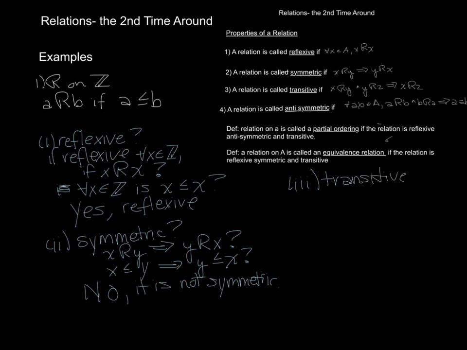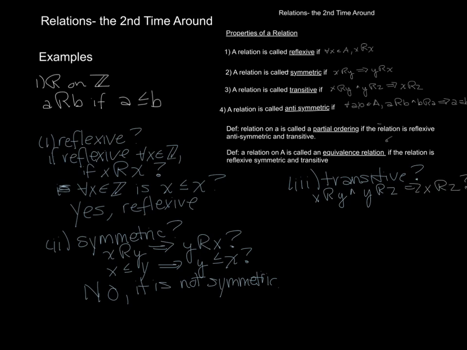Oh, we could probably also look at anti-symmetric, so almost last. So if it's transitive, x is related to y and y is related to z implies x is related to z. And I'm going to put a question mark. And I'm just going to remind myself what it means to be transitive.